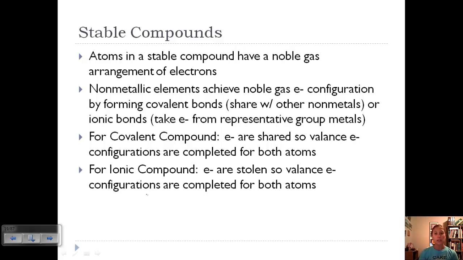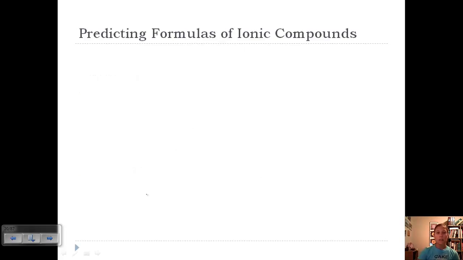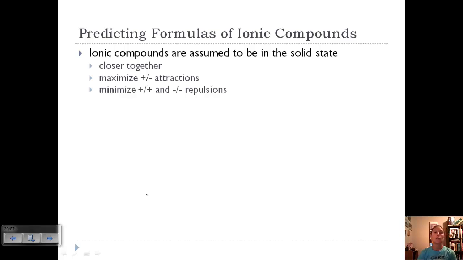For ionic compounds, electrons are stolen so that the valence electron configurations are complete. So the metal will give up the electrons and the nonmetal will take them. We can use those things to predict formulas of ionic compounds. Ionic compounds are assumed to be in the solid state. This means that the atoms are closer together, and this maximizes the electron-proton attractions and minimizes the proton-proton and electron-electron repulsions.